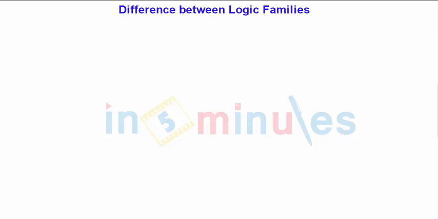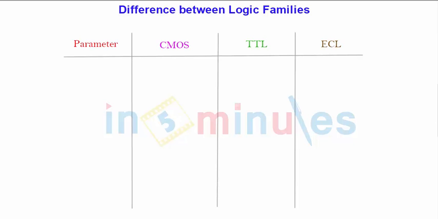Okay, now let us start with a tabular method. In this table, first of all you consider a parameter, and depending on that parameter we are going to differentiate between the CMOS family, that is complementary metal oxide semiconductors, TTL transistor-transistor logic, and ECL, that is the emitter coupled logic. Moving on to the very first parameter, the basic gate.